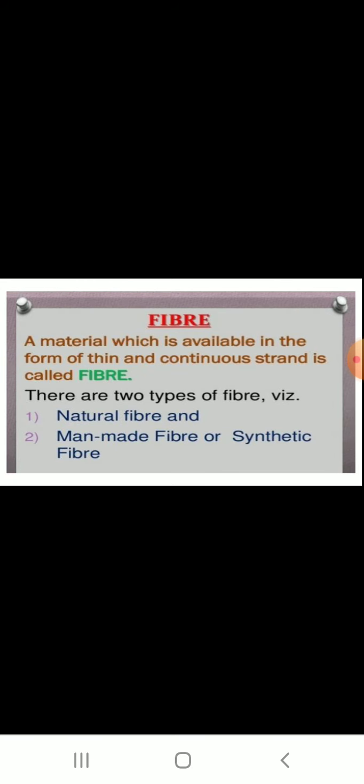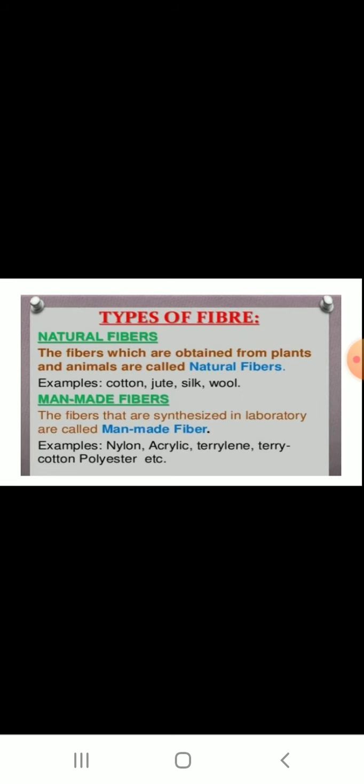Fiber. What is a fiber? A material which is available in the form of thin and continuous strand is called fiber. There are two types of fibers, namely natural fiber and man-made fiber, which is also called synthetic fiber.